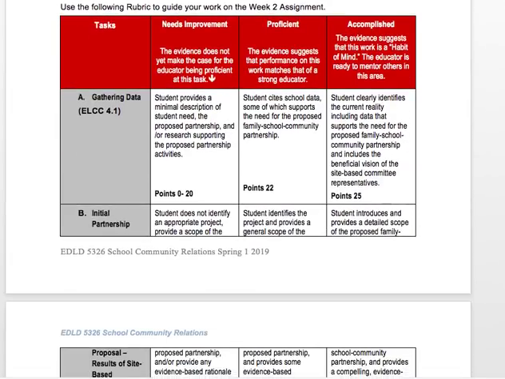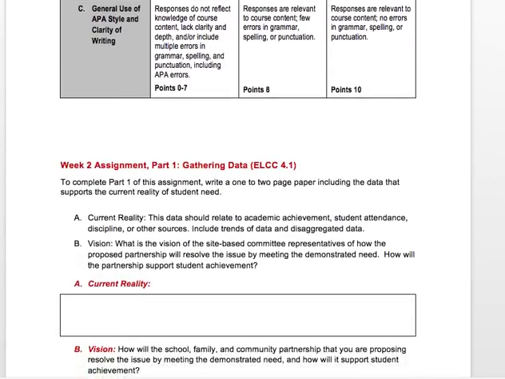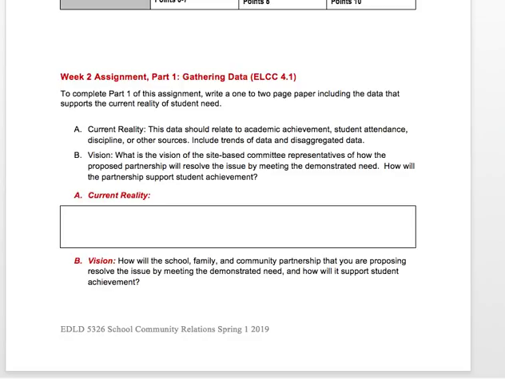This is the rubric that's going to guide you as you begin to think about developing your school community partnership. So for week 2 assignment part 1, you're going to think about what is the current reality. So you're going to take the data that you have. It could be related to academic achievement, student attendance, discipline, any other resources. And you're going to look at that data, and you're going to look at trends, and you're going to look at the disaggregated data, and you're going to say, here's the current reality for the project that we have right now, or here's the current reality for what we need to be doing. And then you're going to talk about what is the vision, looking at all those questions that we talked about.